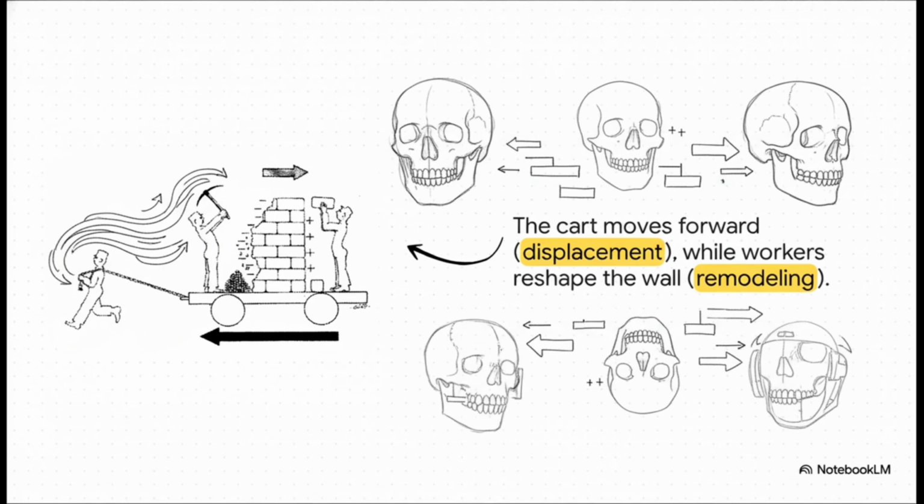This is probably the best analogy you will ever see for this concept. So the man pulling the cart makes the whole thing move forward. That's displacement. But at the exact same time, you have workers on the cart who are actively changing the wall. They're taking bricks away from one side and adding them to the other. That's remodeling. See? The entire structure moves and changes shape all at once.